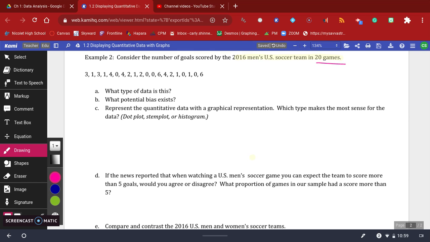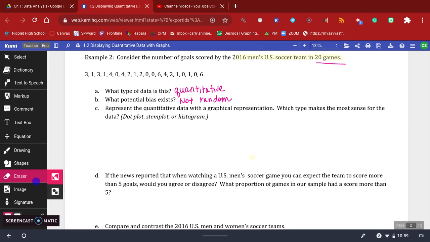So this is, again, quantitative data, and we don't love this data because it's not random, which leads us to question if it could be biased. So if I love the U.S. women's team and I hate the U.S. men's team, maybe I picked the highest scores for them and the lowest scores for the men. So unless it's randomized, it's really uncertain if it's biased or not. So not random. Being not random brings potential bias, okay?